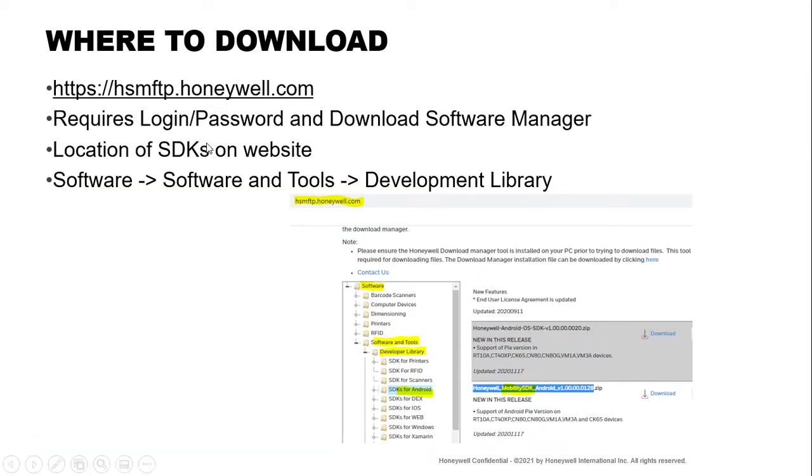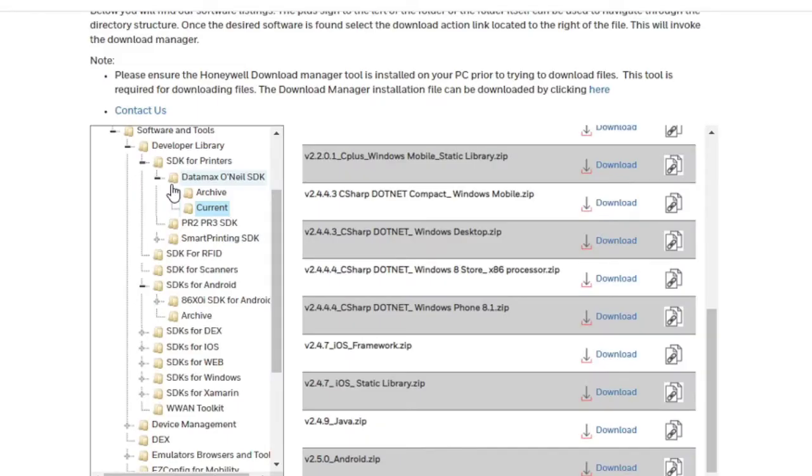All right, so where do you download the SDK? Basically, you go to hsmftp.honeywell.com, log into the website, and locate Software under Software Tools and Developer Library. That's where you look for the various SDKs. Here you can see the SDK for Android, which I mentioned earlier, which primarily supports Escape P and line print mode. The other SDK, for Datamax-O'Neil, is under the Software Developer Library, SDK for Printer, Datamax-O'Neil SDK. You can see it under here.